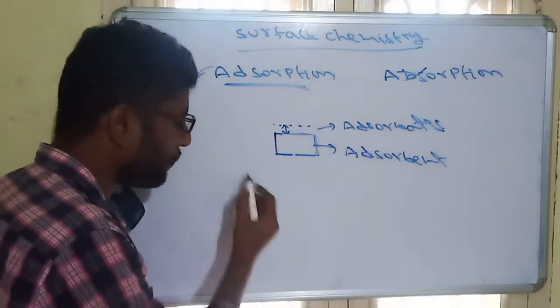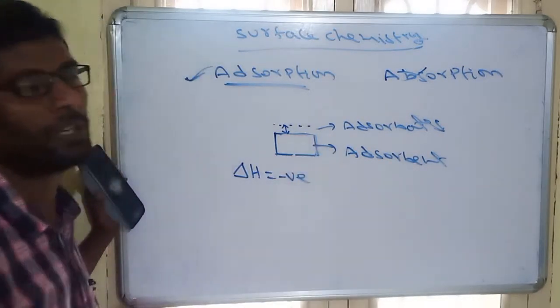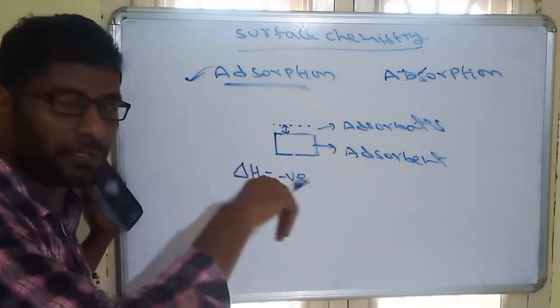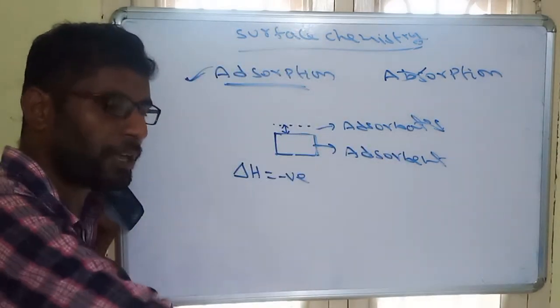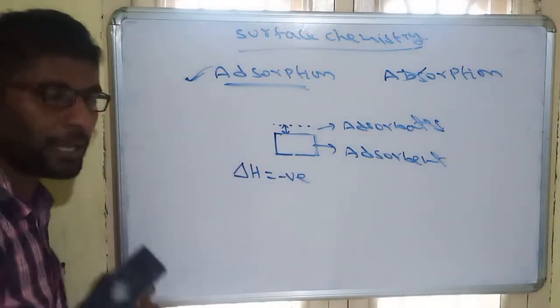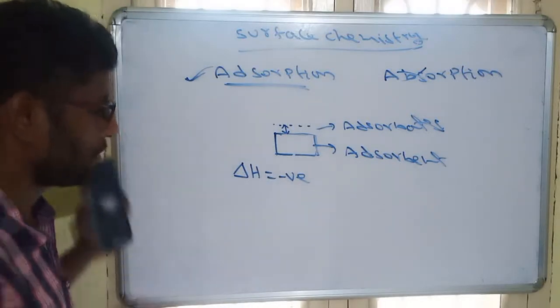So due to the release of energy, the enthalpy sign delta H will be negative. During adsorption, energy will be released. It may be low energy or high energy, but definitely energy will be released. So adsorption is an exothermic process where delta H will be negative.